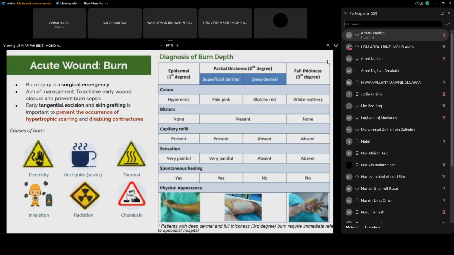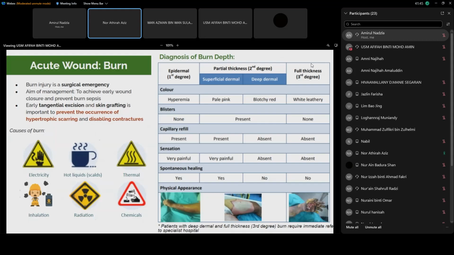So the first one is acute wound, which is the burn wound. Burn injury is a surgical emergency. The aim of management is to achieve early wound closure and to prevent burn sepsis. It's important to do early tangential excision and also skin grafting in order to prevent the occurrence of hypertrophic scarring and disabling contractures, which are complications of the wound. Okay, the causes of burns include electricity, hot liquid, thermal, toxic inhalations, radiation, and also chemicals.